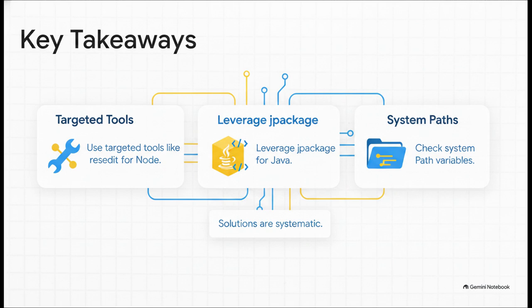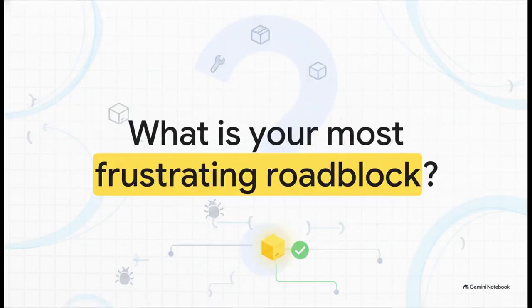Third, when a build fails entirely and complains about missing paths, your very first instinct must be to check your system path variables. And finally, remember this: the frustration of packaging is a universal developer experience. But as we've demonstrated today, the solutions are entirely systematic and achievable. I want to leave you with this final thought to reflect on. What has been your most frustrating packaging roadblock in your own coding journey, and what obscure detail finally fixed it for you?